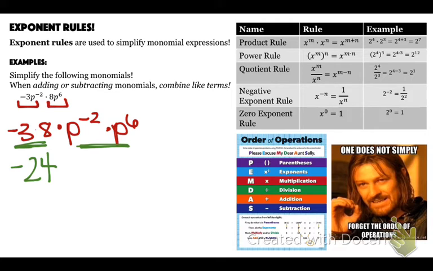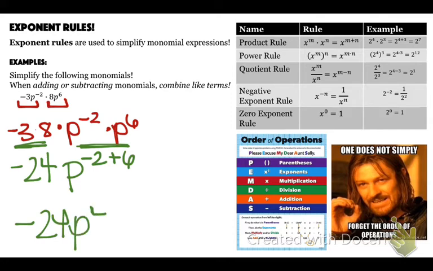Now these ones, since they're being multiplied, we're going to add the exponents. So that's going to be p to the negative 2 plus 6. Well, negative 2 plus 6 is 4, so we get negative 24 p to the 4th. Not too bad. Let's see if we did it right.